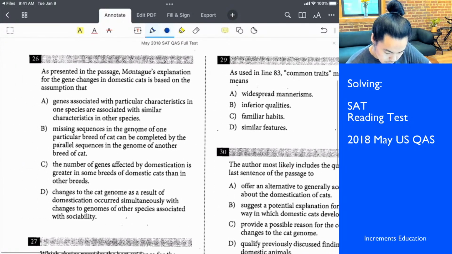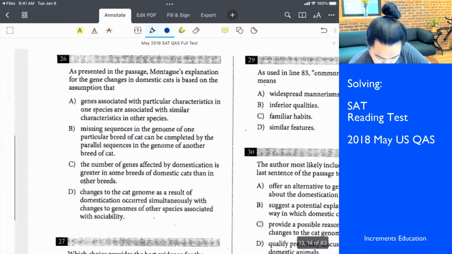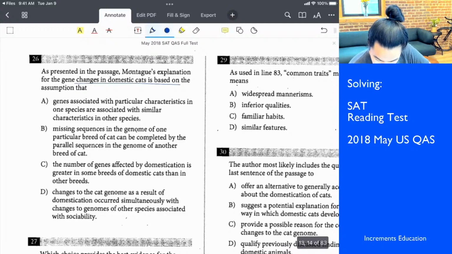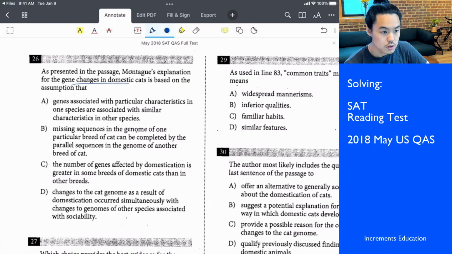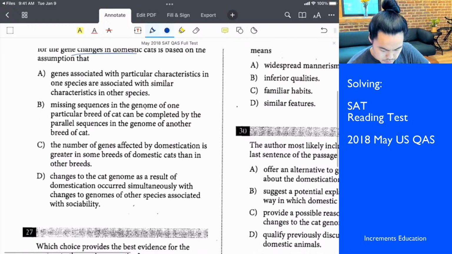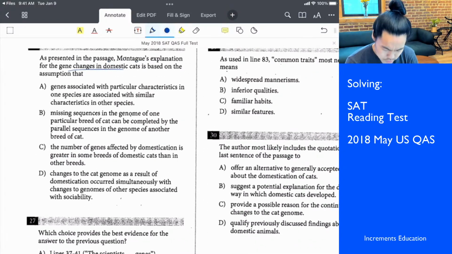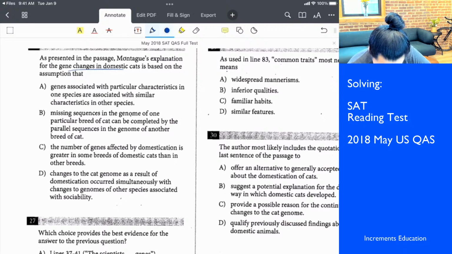Gene changes in domestic cats is based on the assumption that, oh my god, sorry. We're looking at similar genes that are dissimilar. So basically, the assumption is that if there's dissimilar genes between the wild ones, then that means that's a change. Genes associated with particular characteristics. I guess that could make sense.